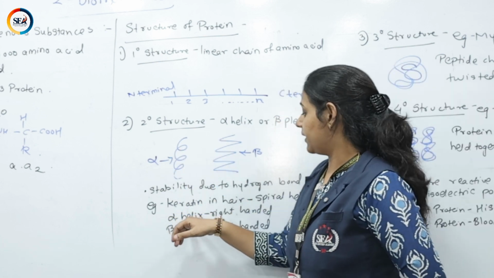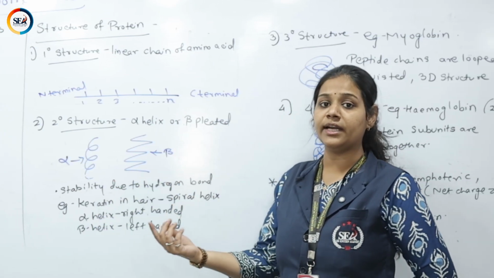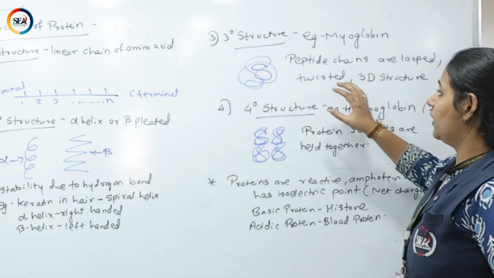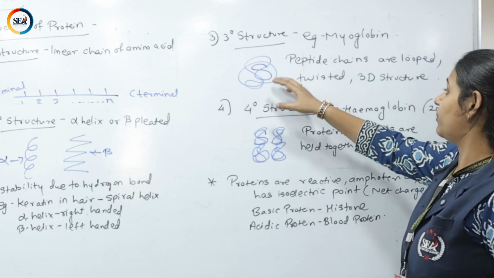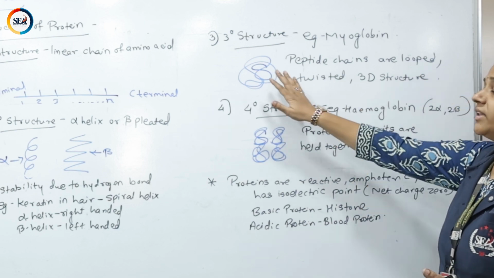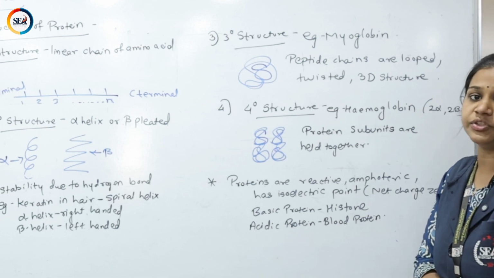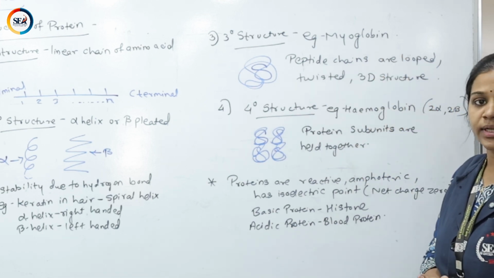If the helix is right-handed, then it is called an alpha helix, and if the helix is left-handed, then it is called the beta helix. Third is the tertiary structure. When the amino acid chains or the peptide chains are bound, looped and twisted upon each other and give a 3-dimensional structure to the protein, then that structure is called the tertiary structure of protein. Example, myoglobin, which is also called muscle protein.